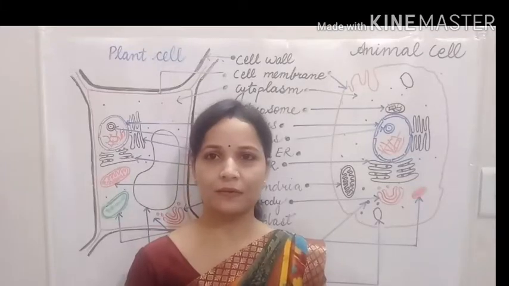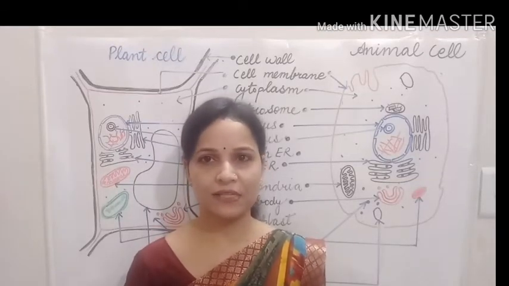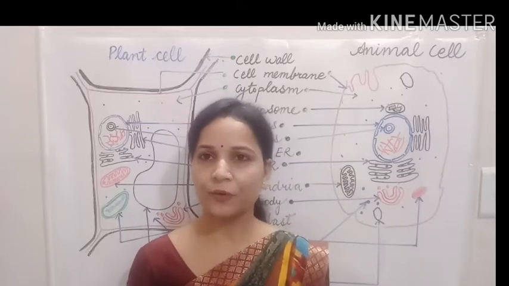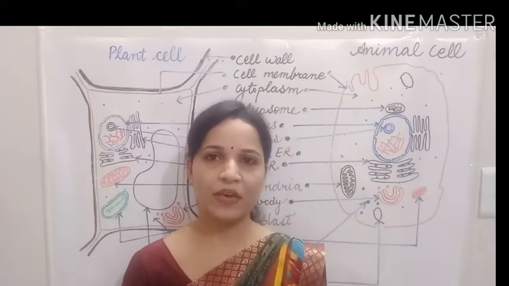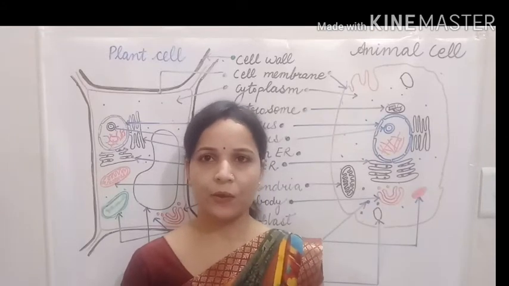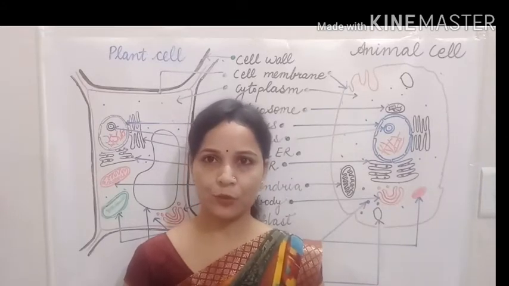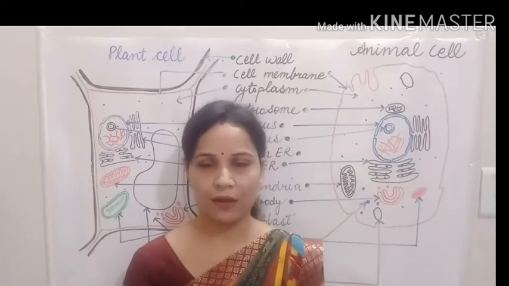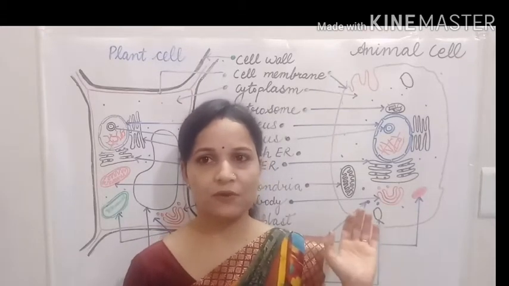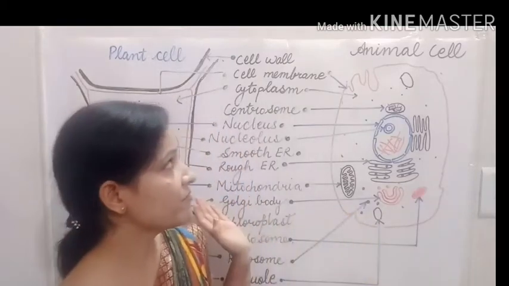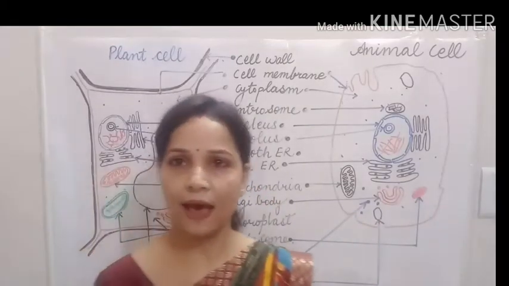Dear children, in our previous video, I explained the general introduction about the cell and the types of organisms based on the number of cells. Now in this video, I am going to explain the parts of a cell, or we can say components of a cell. Along with this, we will discuss the basic difference between plant cell and animal cell.